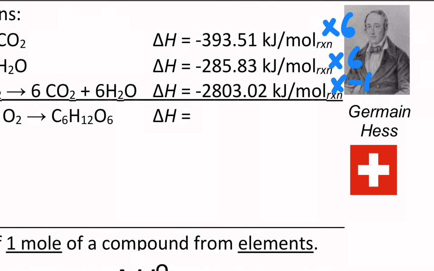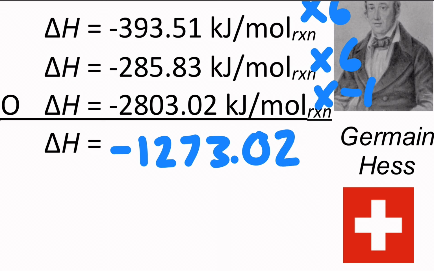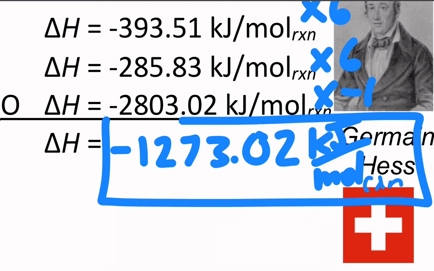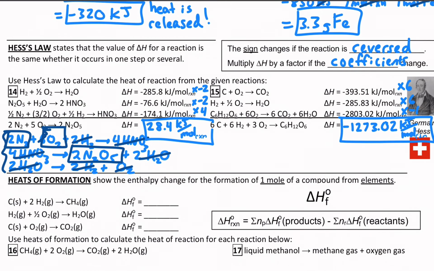And there we go. I've figured out exactly what I have to do to all 3 of them, so it should work out when I add up the math, and if I were to combine the reactions, you would get a delta H of -1273.02 kilojoules per mole of reaction. So that's how you use Hess's law to figure out the delta H value for a reaction given the delta H's of other reactions. That's the first way.